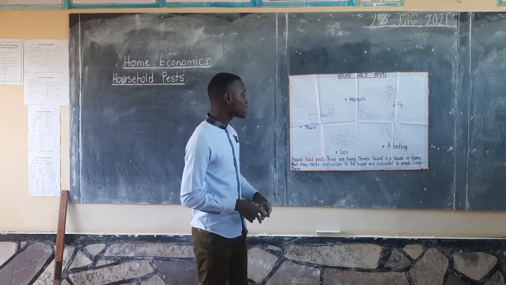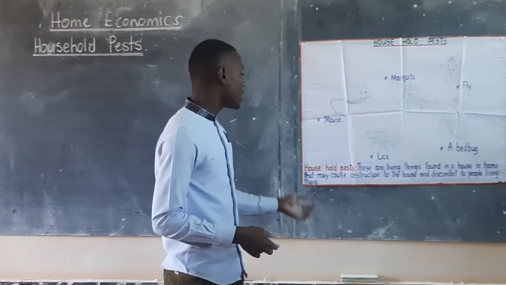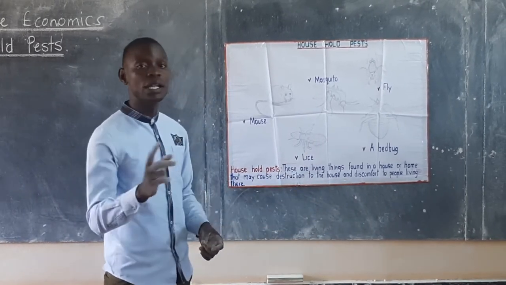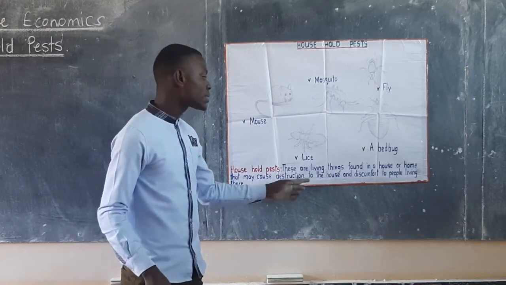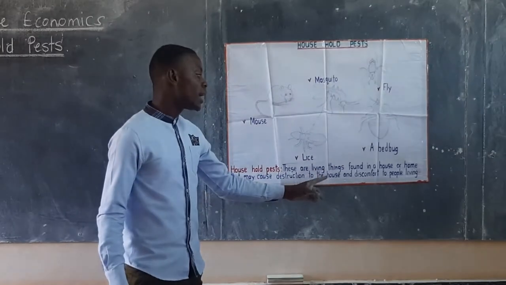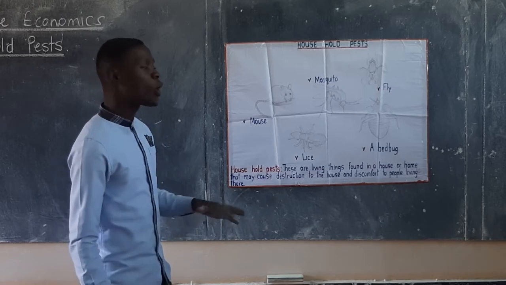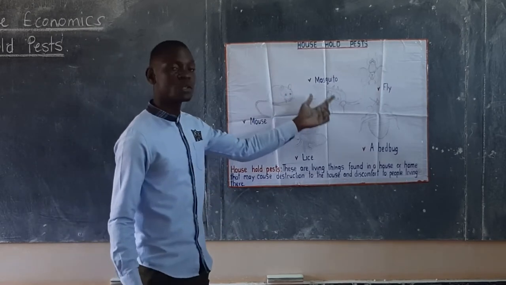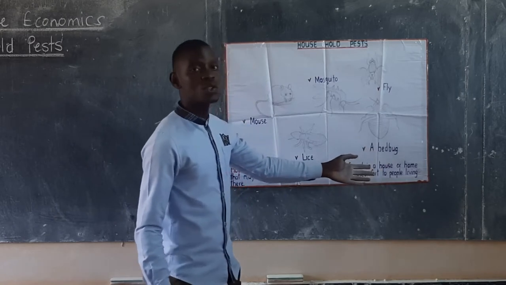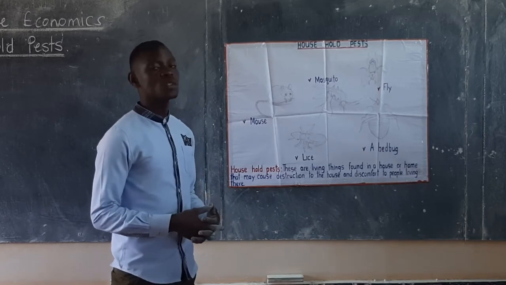Household pests, we say these are living things found in a house or a home that may cause destruction to the house and discomfort to the people living there. We looked at common examples of household pests. We said we have mosquito, we have mouse, we have lice, a bed bug, and also a fly.